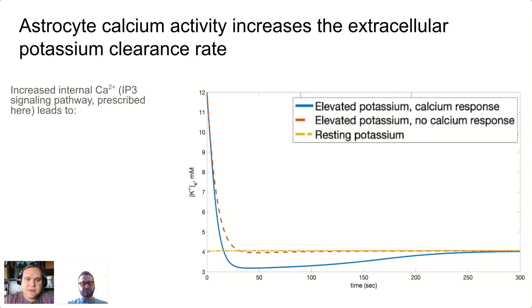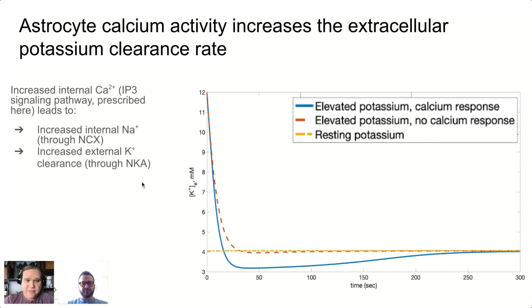But what that leads to is an increase in internal sodium through the sodium calcium exchanger. So that increase in calcium leads to an increase in sodium because they're just exchanged. And then that leads to an increased external potassium clearance through the sodium potassium pump. So we have more internal sodium, so now we can pump in more external potassium. And that helps clear this faster.